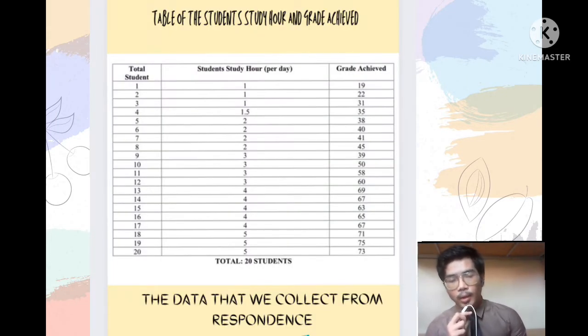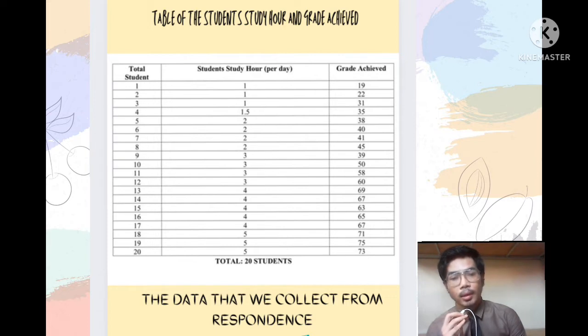Answer to question 1. A total of 20 students were taken in answering this question. Based on the table displayed, it contains the number of study hours of each student and the grades achieved. The study time ranges from a minimum of 1 hour to a maximum of 5 hours. Each student has their own grade achieved.